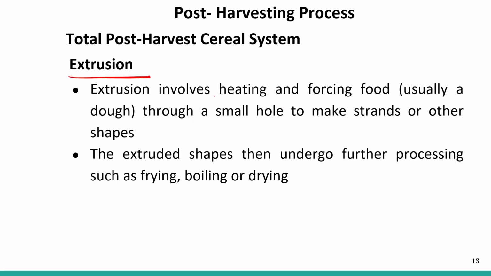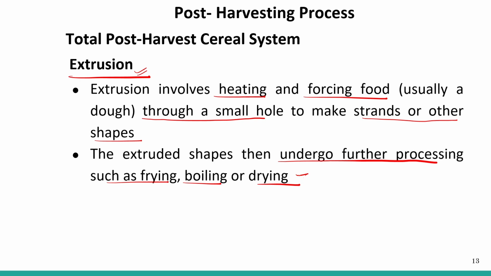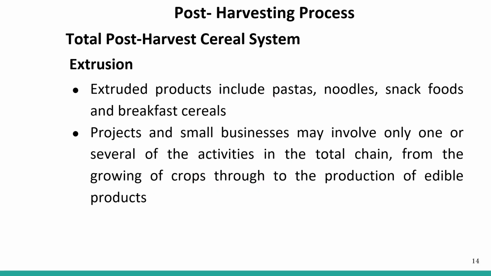Extrusion. Extrusion involves heating and forcing food, usually a dough, through a small hole to make strands or other shapes. So in extrusion, we actually change the shape. The extruded shapes then undergo further processing such as frying, boiling, or drying. So when we press the material out through holes, it takes a particular shape and is then dried, and then it can go for frying, boiling, or even drying. The extruded products include pastas, noodles, snack foods, and breakfast cereals.